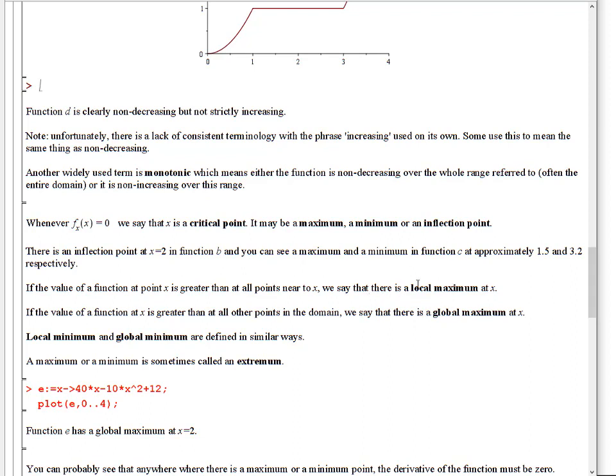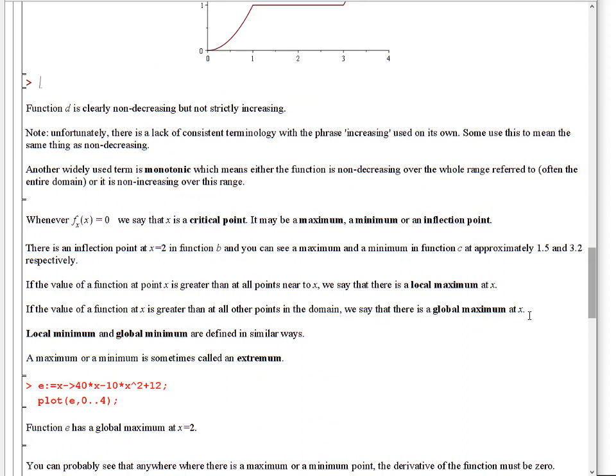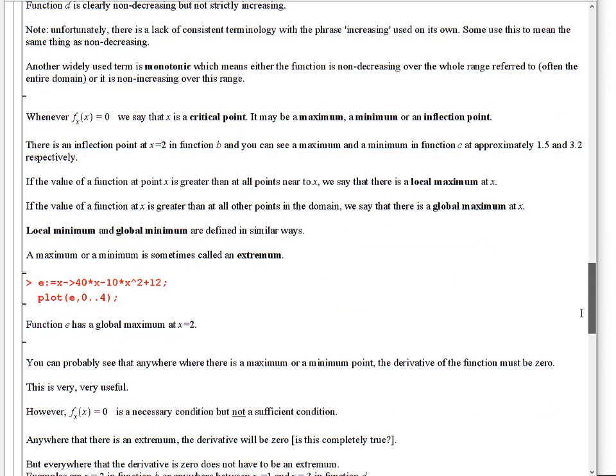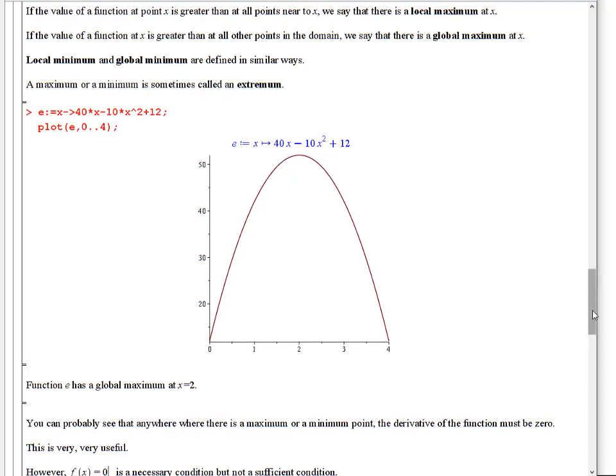If it's a local maximum, it means it's bigger than all the points near to it. A global maximum means it's bigger than all the points in the whole domain. So you can see here, this maximum is local but not global. This minimum is local but not global. Like monotonic, you can bundle those together into a single word: extremum means either a maximum or a minimum. If you draw this one, for example, here you've got an extremum, it's a maximum, and it's a global maximum. It's bigger than any other points in the whole domain.